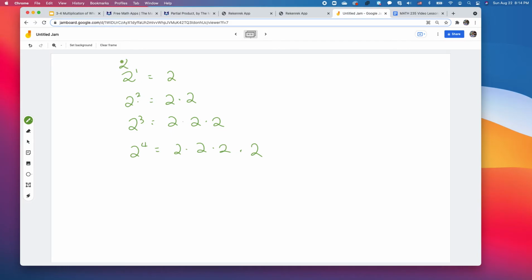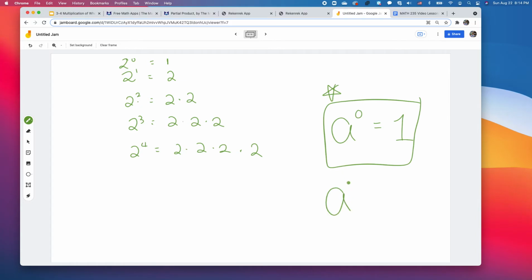Then guess what 2 to the 0 power is? What could that be? To go backwards, you can just divide each one by 2, right? So 2 divided by 2 is what? 1. 2 to the 0 power is 1. Whatever to the 0 power is always 1. So remember that. Whatever to the 1st power is always itself. Okay? So remember that. And let's go back.